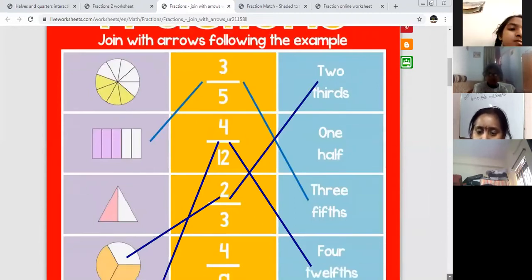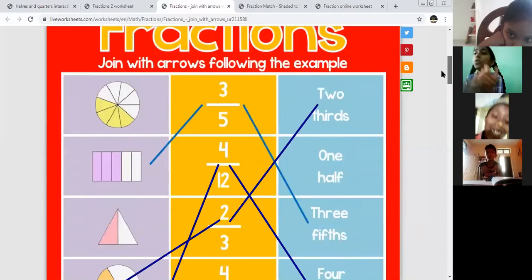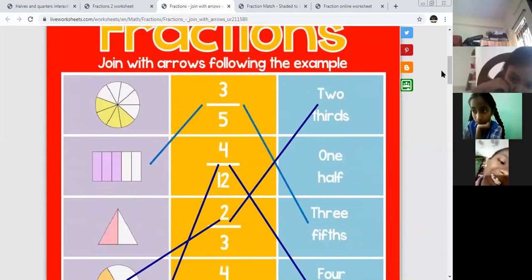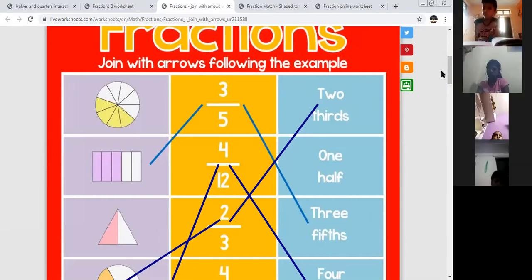Next. Okay. 4 by 9. Where do we have it? Shiva. 4 by 9. 9 parts, where can we get 9 parts? So here count 1, 2, 3, 4, 5, 6, 7, 8, 9 parts.